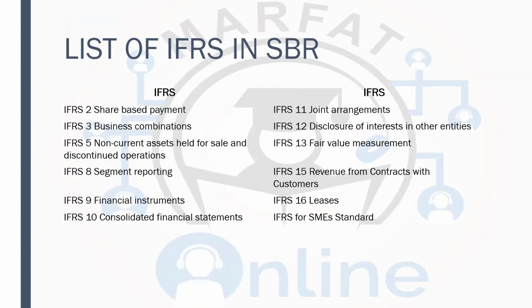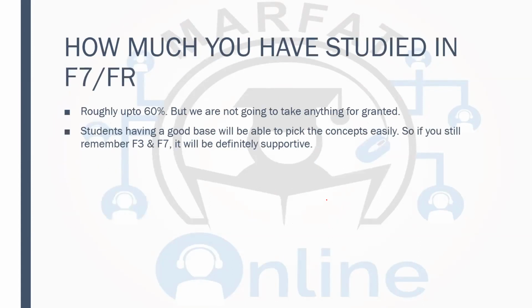Okay, so the list of IFRSs: share-based payment, again within the IFRSs this is something important. And then we have operating segments. This is something important. Financial instruments, IFRS 10, which is from consolidation. IFRS 11 joint arrangements, I expect something from this this time. And then fair value measurement, IFRS 15, and then we can expect something from leases this time. And then we have the IFRS for SMEs standard.